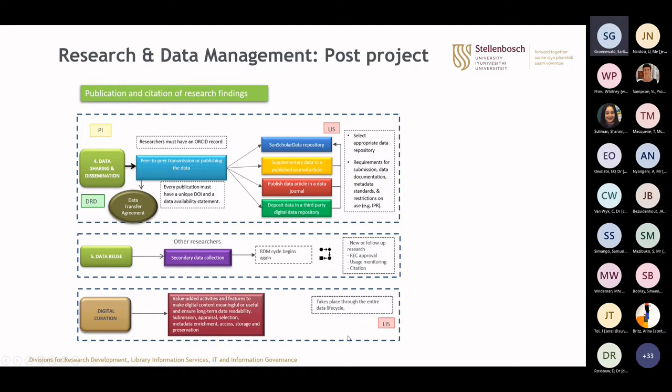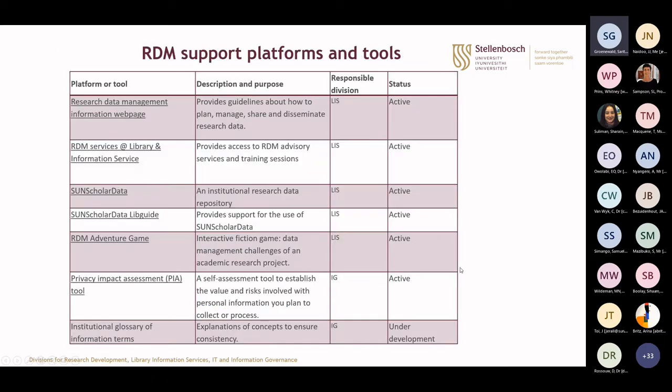Digital curation takes place through the entire life cycle of the project, and the Library Information Services are the specialists in helping the researchers to make sure that they've got their data readable in the long term and how they should store and preserve the research data of the project. All of these things are included in the Research Data Management Regulation, including the time period for which the research data must be kept available or preserved.